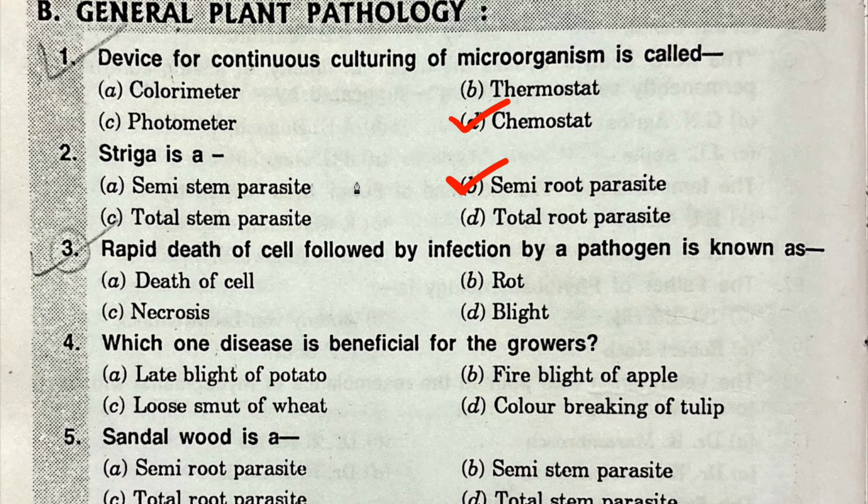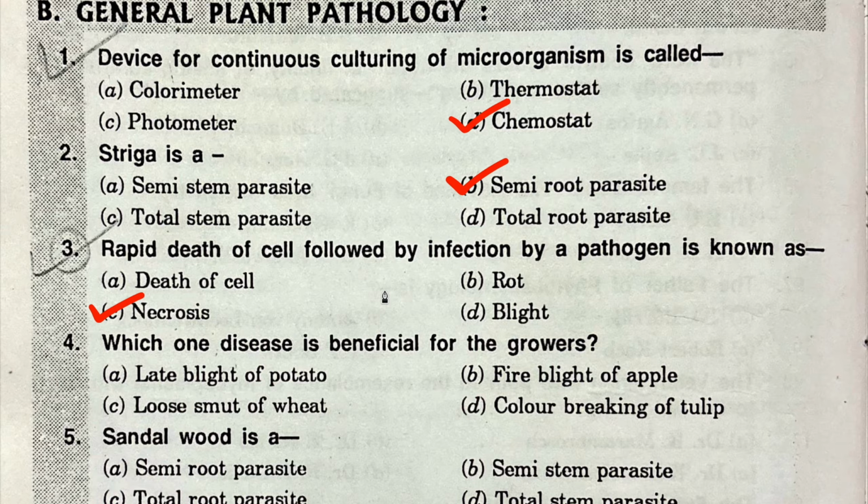Remember the examples of the rest of the types as well, right? There are 4 types: root parasite, stem parasite, partial, complete stem parasite, partial, complete root parasite. Question 3. Rapid death of cell followed by infection by a pathogen is known as? It's called necrosis.